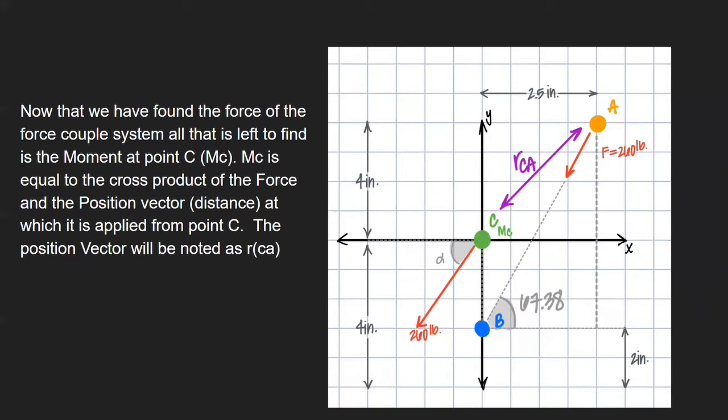Now that we have found the force of the force-couple system, all that is left to find is the moment at point C, which is denoted as M sub C. M sub C is equal to the cross product of the position vector, from point C to where the force is applied, and the force. The position vector will be denoted as R sub CA.